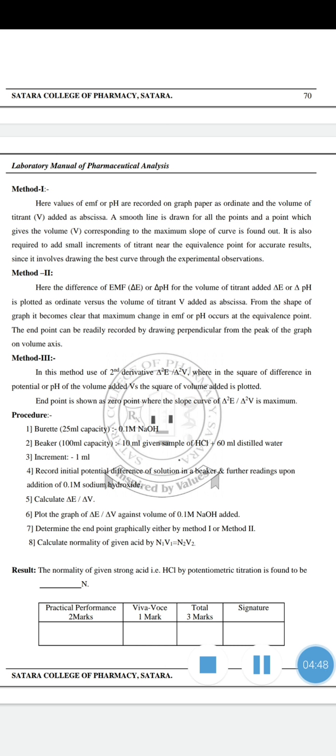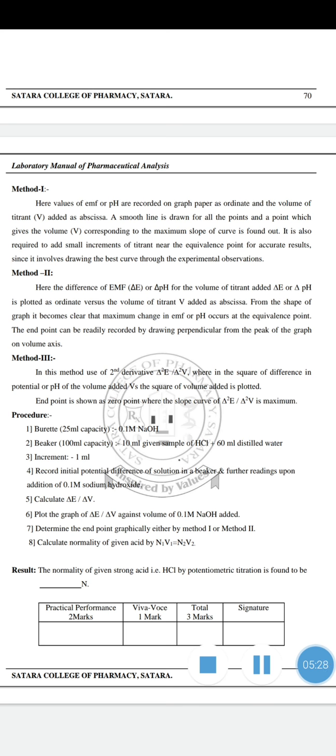In the burette add 0.1 molar sodium hydroxide. In a beaker of 100 ml capacity, add 10 ml of the given sample of hydrochloric acid plus 60 ml distilled water. Then record the initial potential difference of the solution in the beaker, and further readings upon each 1 ml addition of 0.1 molar sodium hydroxide. Then calculate delta E divided by delta V, and plot this graph of delta E divided by delta V against the volume of 0.1 molar sodium hydroxide added. Then determine the endpoint graphically by either method 1 or method 2.